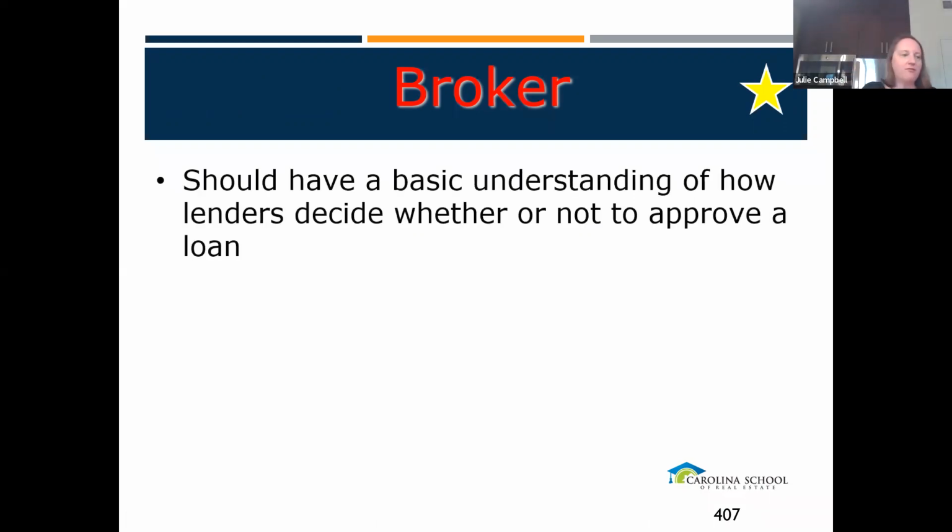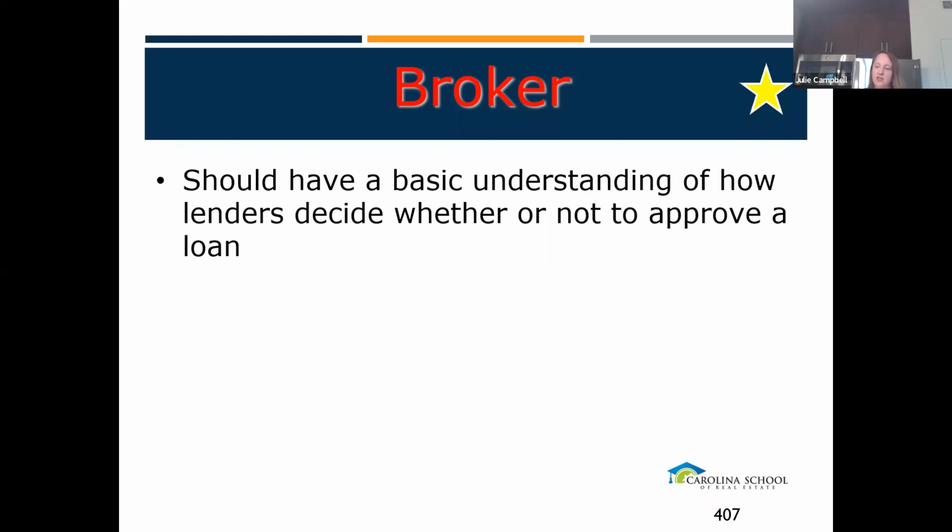So when it comes to the loan, what does this mean for us? What's the broker's piece? As we've been saying, we need to have a basic understanding of how lenders are going to decide whether or not to approve a loan. Having that basic understanding can help us help the buyer through the transaction. I know I've mentioned this before. The loan process is hands down the longest part of the contract to closing process. So if a lender's involved, that's what's going to take us the longest.